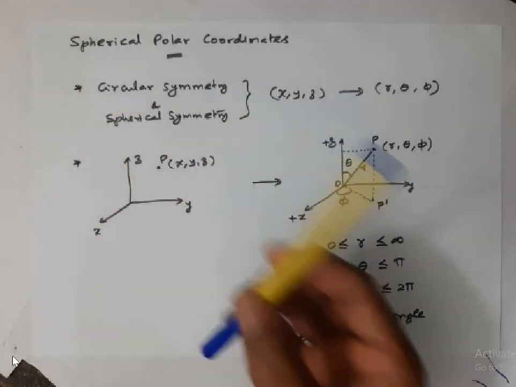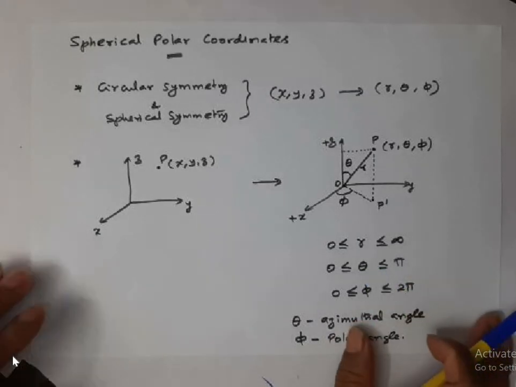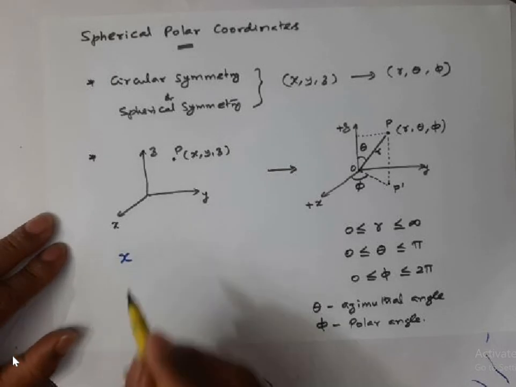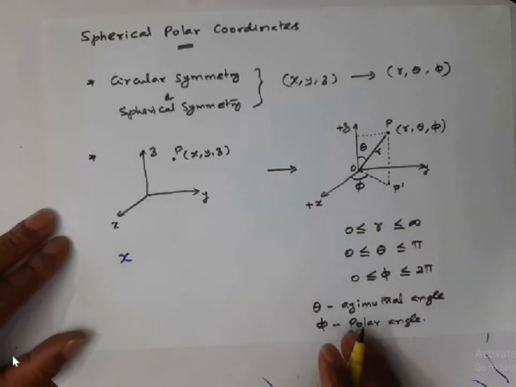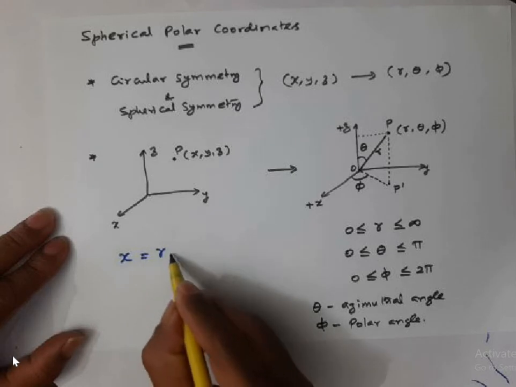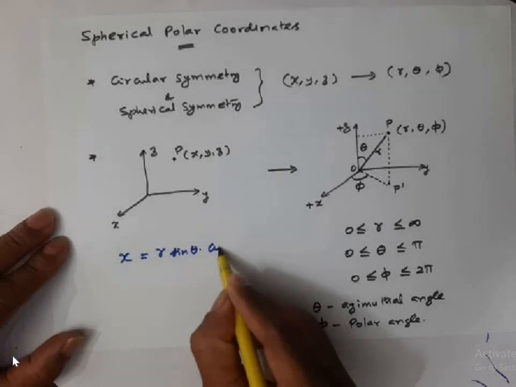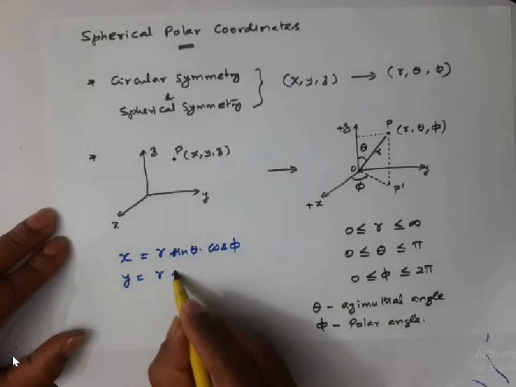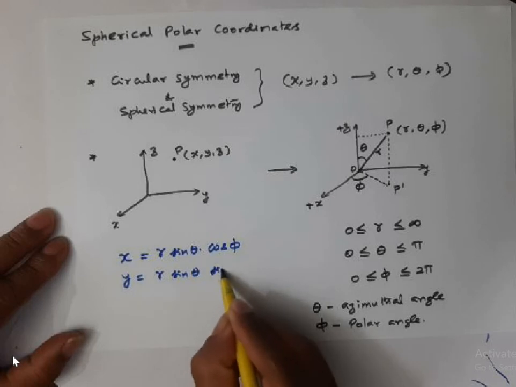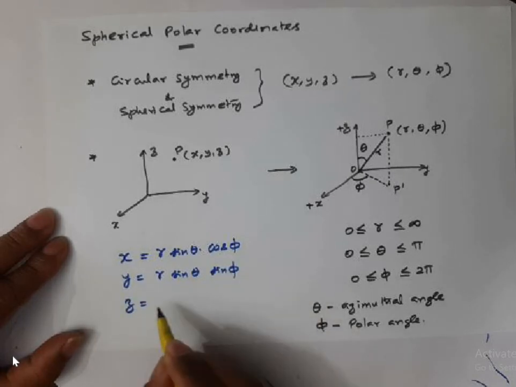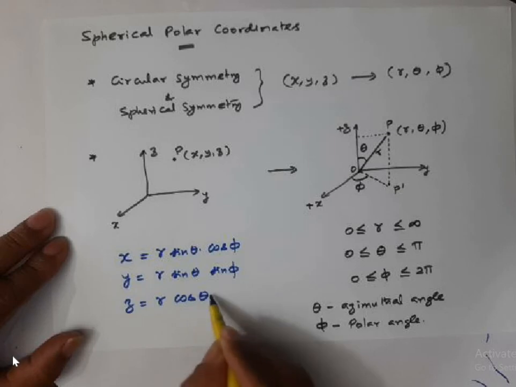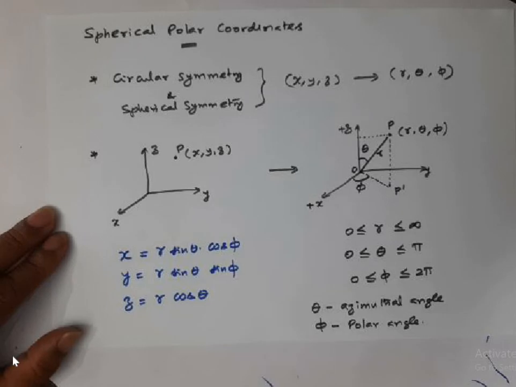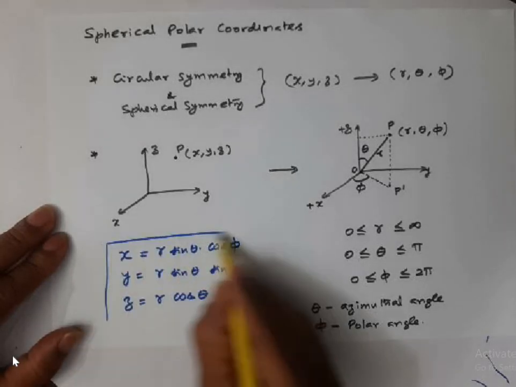I'm not going to do that. It's very simple, I'll just leave it to you, and I'm going to give you the final expressions. What is the relation between x and the spherical polar coordinates? x is equal to r sin theta cos phi, and y is equal to r sin theta sin phi, and z is equal to r cos theta. This is the relation between Cartesian coordinates and the spherical polar coordinates. Very, very important. Keep this in mind.